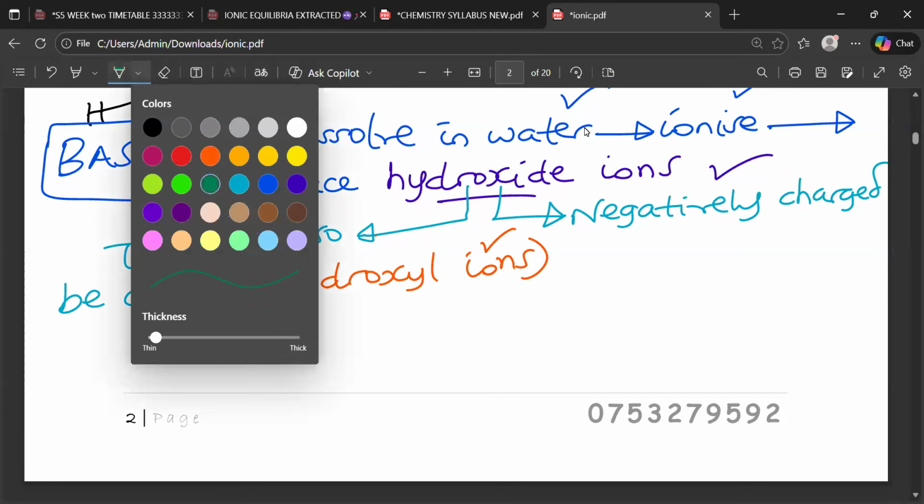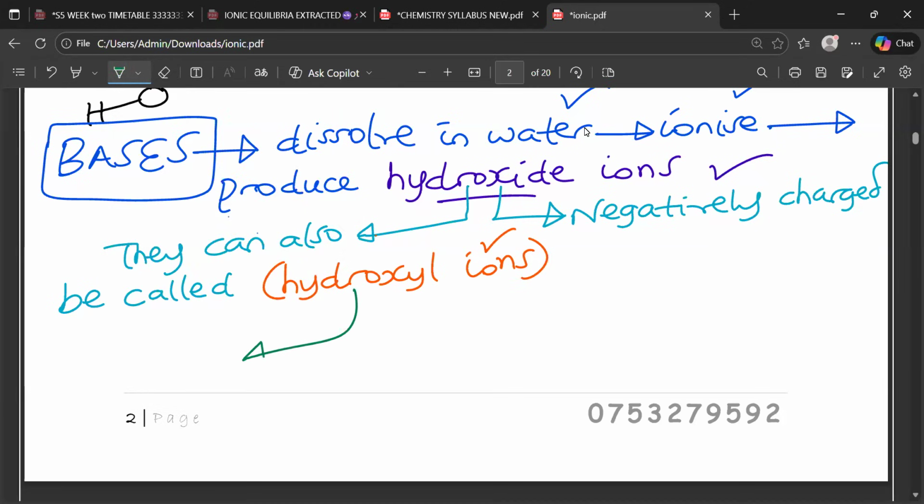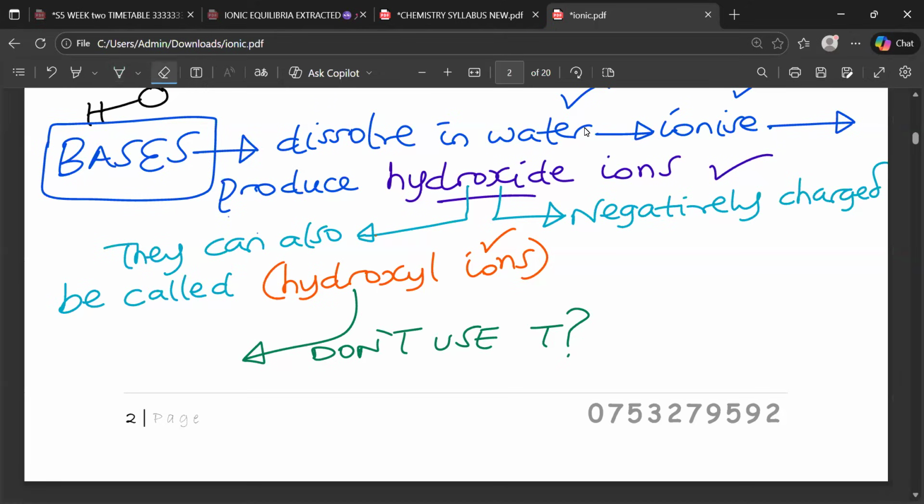But I'm going to advise you, don't use it. I don't know if people are getting me. Don't use it, and I'm going to tell you why. When you find the question saying hydroxyl ions, understand they are talking of what? Hydroxide ions. But you don't use it. Like, don't forcibly use it when it has not been said in the question. Someone may be saying, why?